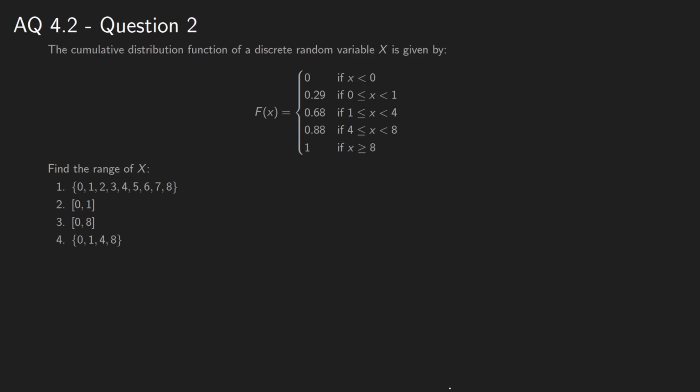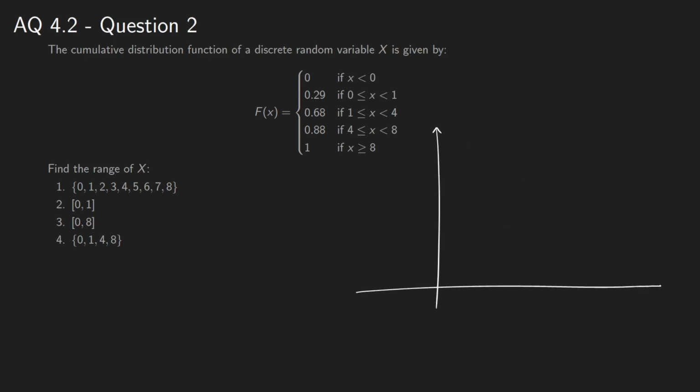In the second question from the same activity 4.2, we have been given the cumulative distribution function of a discrete random variable x, and we have to find the range of x. The range of x will be the set of all points for which x takes some value with some probability. If some value is taken with 0 probability, we will not include that point in the range of x. So we can check all the points for which there is some jump in the CDF. It will be better if we see this visually. So let's try to do this.